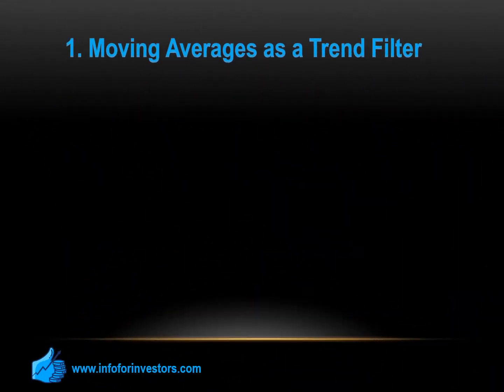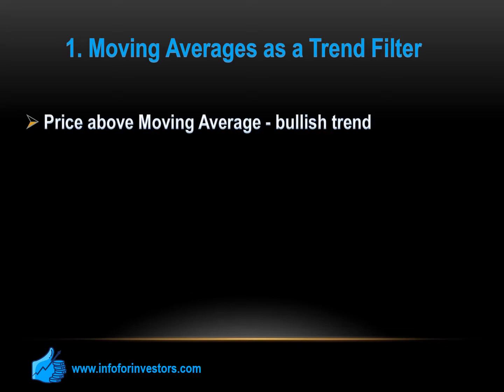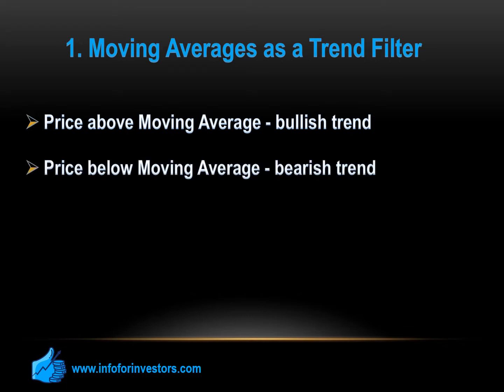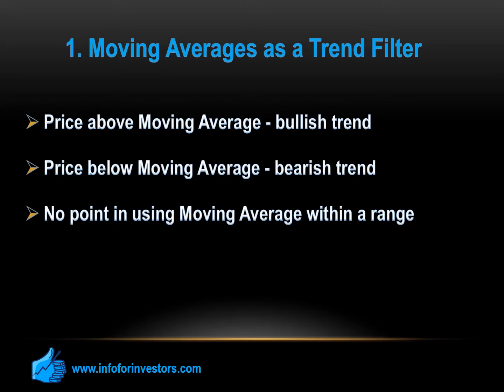First, you can use moving averages as a trend filter. Remember the adage, the trend is your friend. To ensure you're not trading against the trend, you can look at the price position compared to the moving average. If the price is above the moving average, this is usually a bullish trend. Conversely, if the price is below, this is likely a bearish trend. There's no point in using moving average within a range, as they will not give you any relevant information.